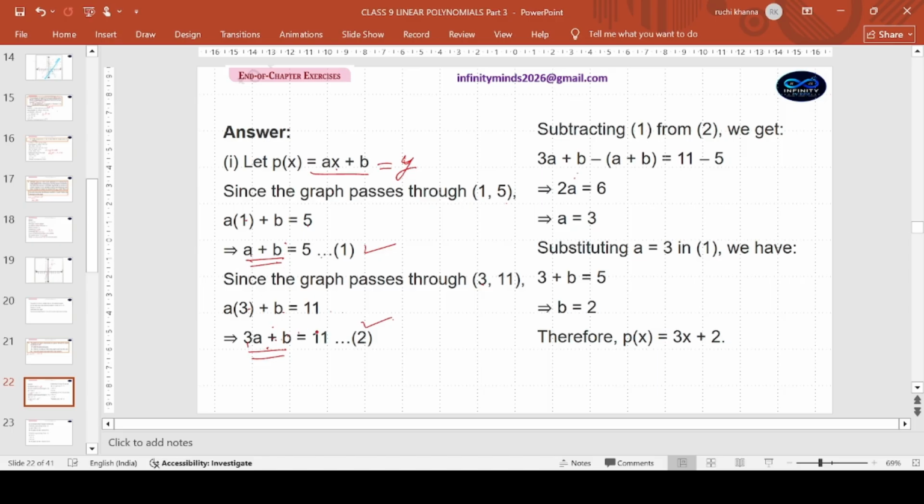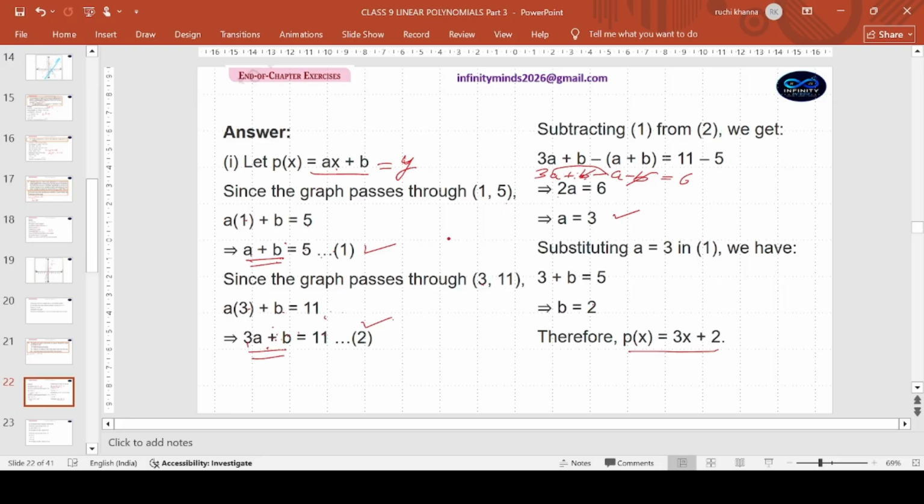If I take this one, this is bigger, 11 minus 5, that is 6, subtracting RHS with respective RHS. 3a plus b, now a plus b as a bracket they will subtract. 3a plus b, minus the bracket a plus b, is equal to 6. 3a minus a is 2a and b shall cancel with the b. Clear? 2a equals 6, so a comes out to be 3. Once one variable is done, 3 plus b is 5, b is 2. So we get the polynomial 3x plus 2.